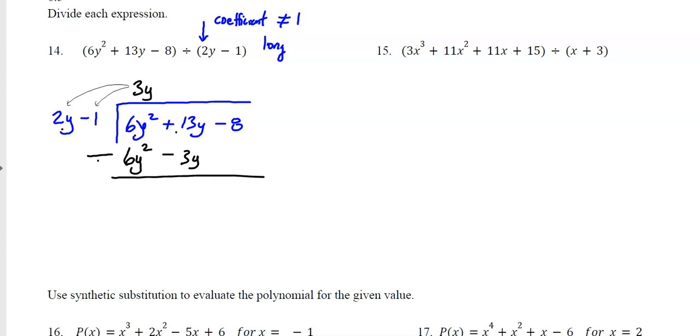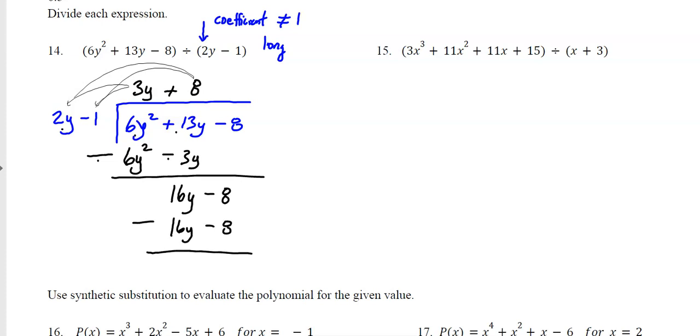Now I got to be careful here. Positive 13, take away a negative. Well, take away a negative means plus. So it's really 13 plus 3. A lot of people had 10 there, so be careful. 16y, I slide the minus 8 down. Just kind of drops down there. Now I play the game again. 2y goes into 16y positive 8 times. Now I multiply coming backwards. And 8 times 2y is 16y. 8 times a negative 1 is a negative 8. And now I have the exact same expression subtract itself. Gives me a remainder of 0.